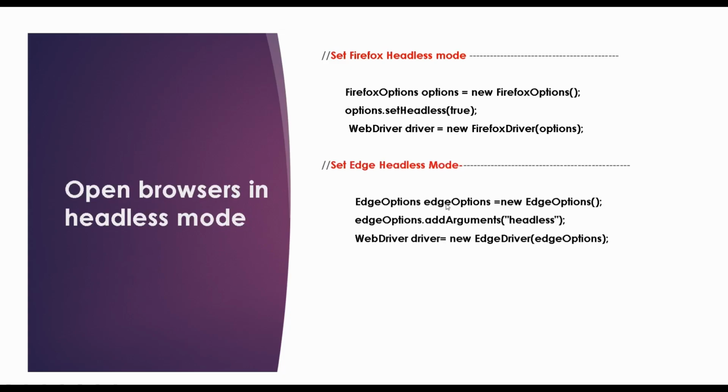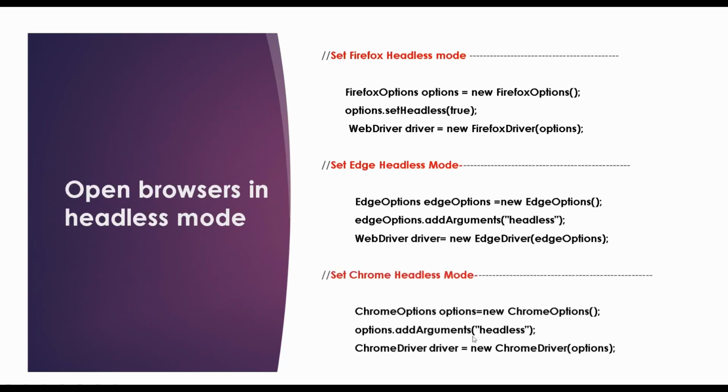Edge options, edge option equal to new edge option, and we are going to add the argument headless, and pass that options to the WebDriver initialization. Same like that for Chrome: Chrome options, option equal to new Chrome option, options dot add argument headless, and we are going to initialize the driver with the option. So your browser will get opened in headless mode.